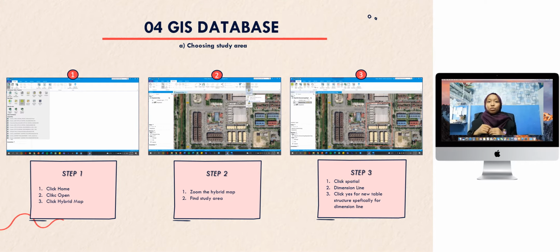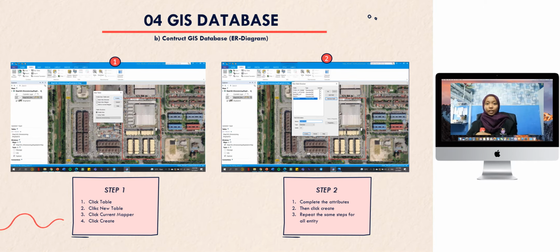So the first step is to choose the site area. I have chosen the second option, which is the hybrid map, to select the site area. The first step is to click Home, click Hybrid and then zoom until we find the selected commercial area. In this process I have used the dimension tool to get the specific dimension lines for my chosen area.